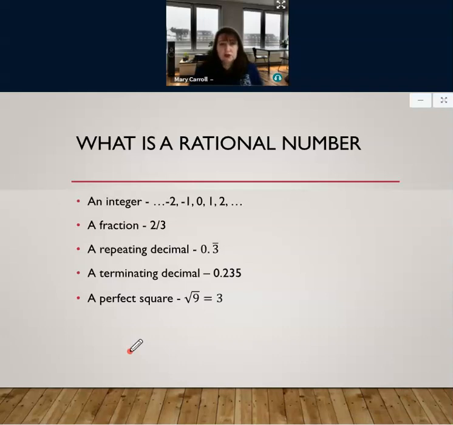Your perfect squares are 2 times 2, which is 4. 3 times 3 is 9. 4 times 4 is 16. Hopefully you're getting the hang of that. 5 times 5, which is 25. Anything in between those numbers are not perfect squares.